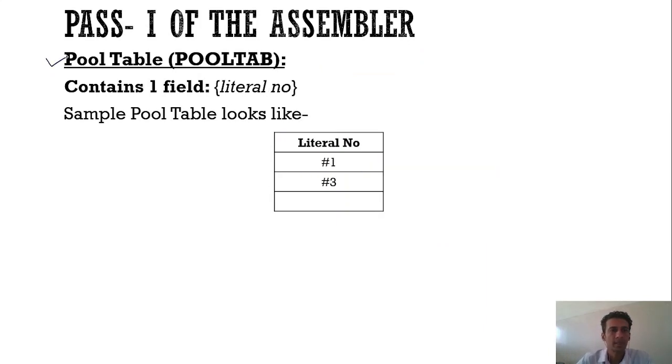Now next is the pool table. The pool table is again an output of pass 1 of the 2-pass assembler. This pool table contains only one field, that is the literal number. So this denotes that pool 1 of literals is starting from literal number 1 of the literal table. Similarly, pool 2 is starting from the third literal in the literal table.